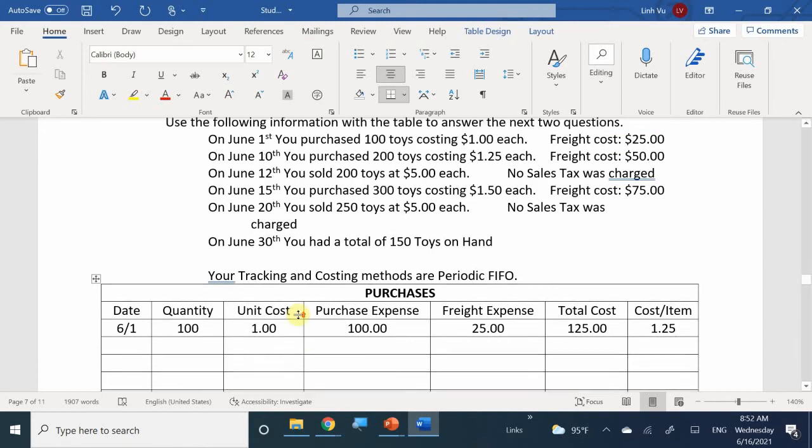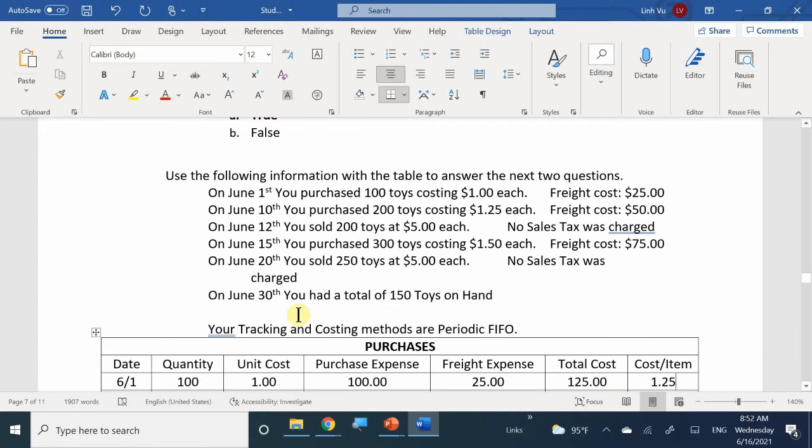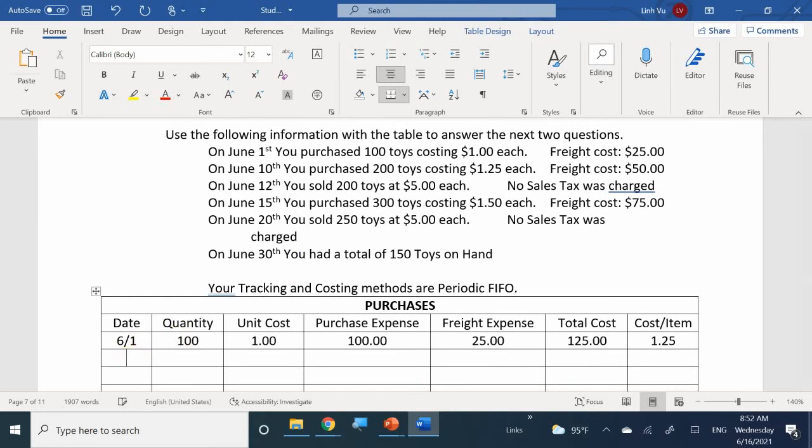Okay. Then we have on June 10, we made another purchase of 200 toys costing at $1.25 with the freight costing $50. So once again, it's June 10. We have 200 items at $1.25 with the freight costing $50. So what's my total? What's my purchase price here? $250 plus 50, 300. That gives you a total cost of $300. And what is my cost per item? $1.50.